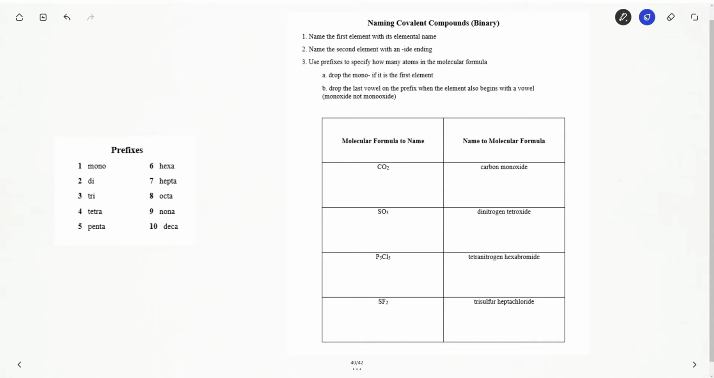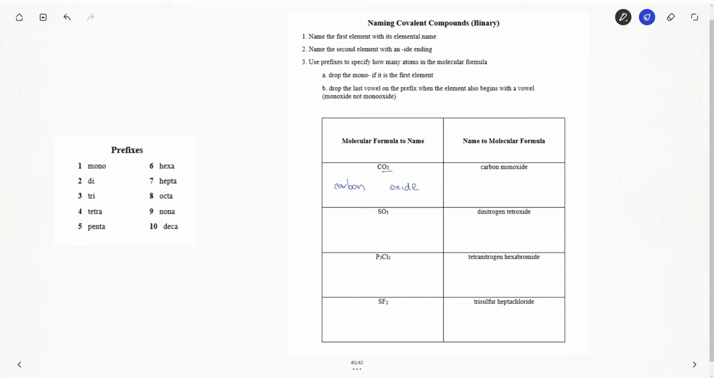My first example, you could probably name without knowing any of the naming rules. You probably have known this compound since elementary school. CO2, again, you know that is carbon dioxide, but let's see how the names play out. If I'm following my rules, I'm going to name the first element with its elemental name. C, I recognize as carbon. I'm going to name the second element with an IDE ending. Oxygen becomes oxide. Now I need to use the prefixes to tell the reader how many of each atom I have.